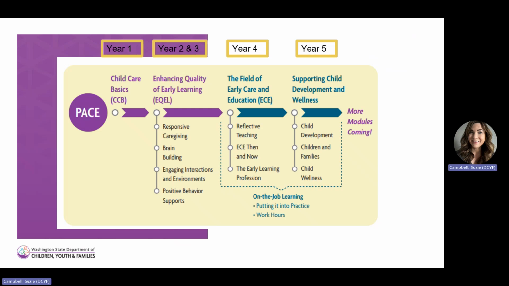What's included in PACE? PACE gives you a jump start by building from your required training for licensing qualifications: Childcare Basics and Enhancing Quality of Early Learning, or EQUAL, and your work hours. The completion of PACE 1 and 2 is equivalent to the initial certificate. PACE 3 and 4 are equivalent to completing the short certificate.